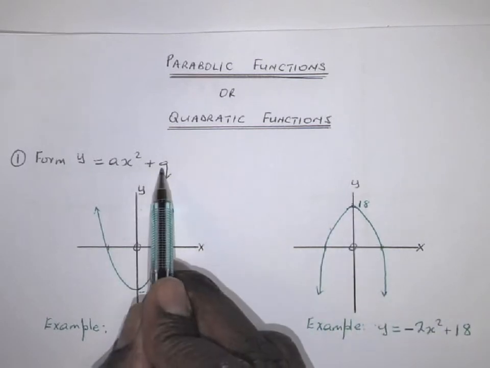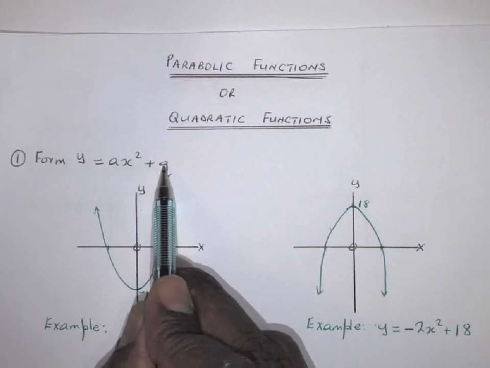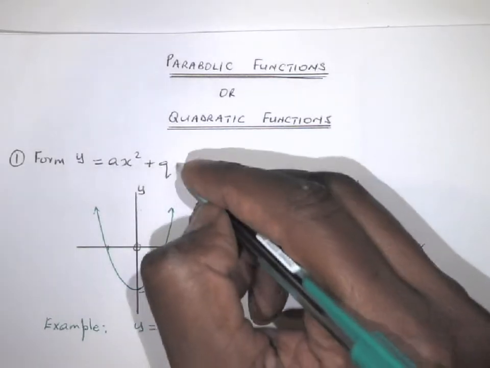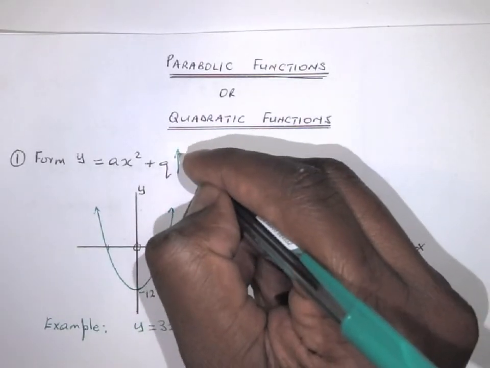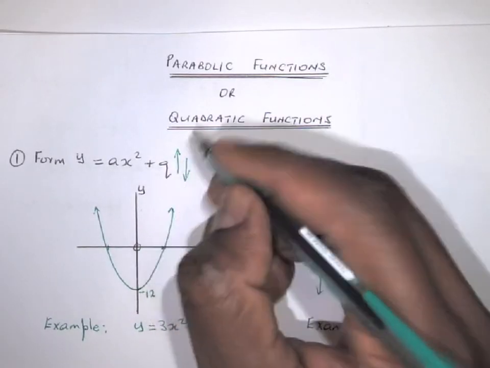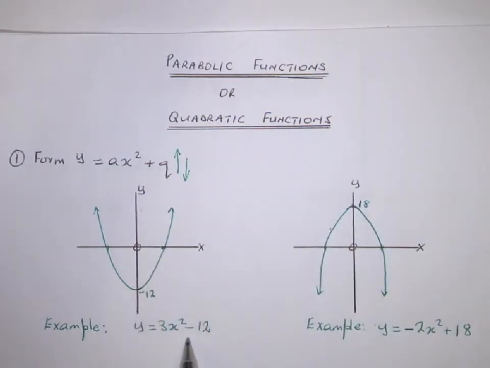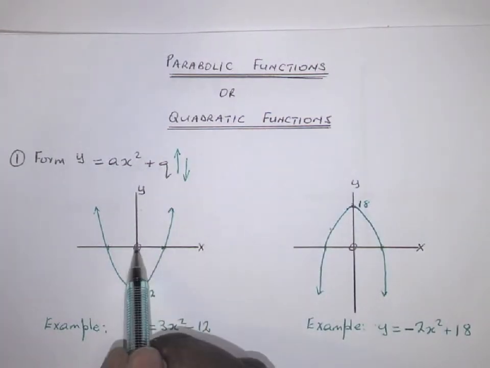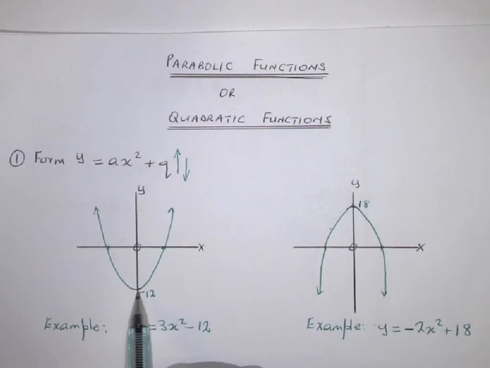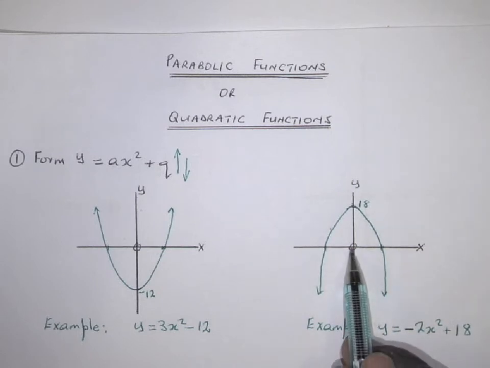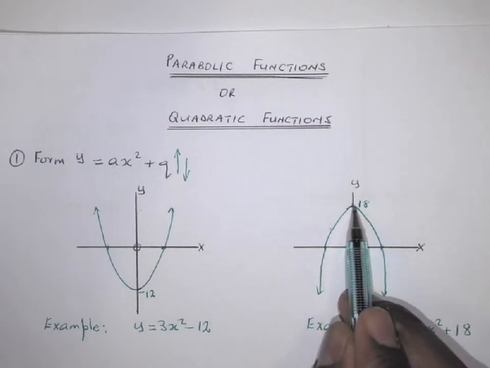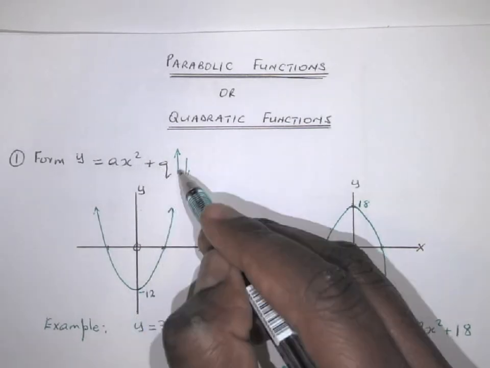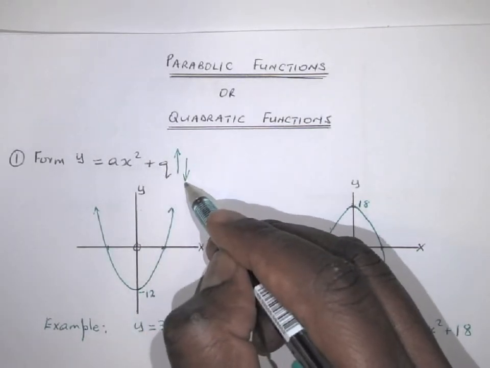The q value tells us how to shift the graph vertically. So the q value tells us whether the graph goes up or it goes down. In this case, the q value is minus 12, so the graph moved from 0 to minus 12. In this case, the q value is 18, so the graph moved up from 0 to positive 18. So the q value takes the graph up or down.